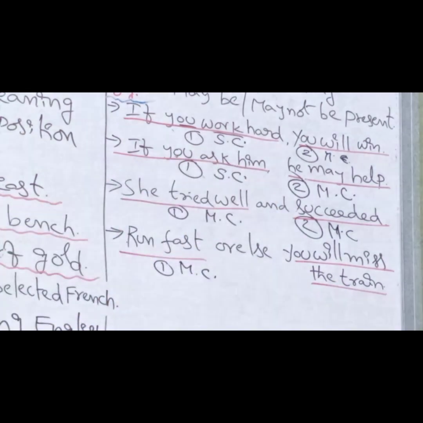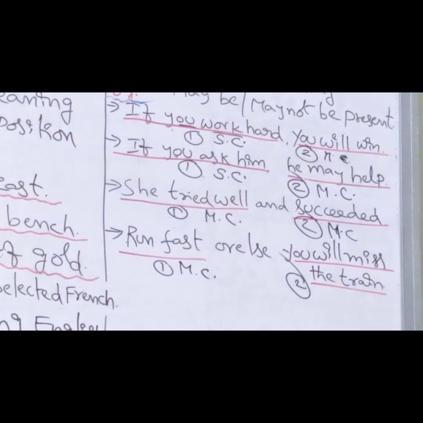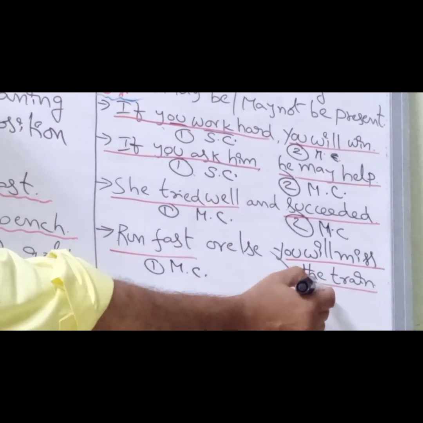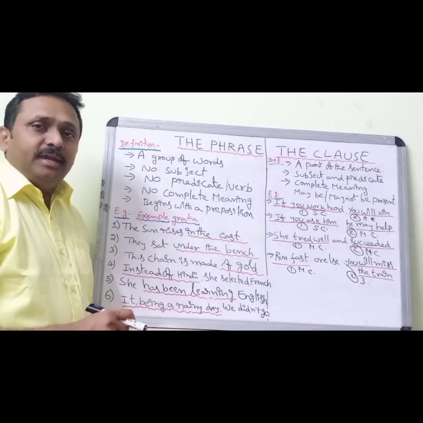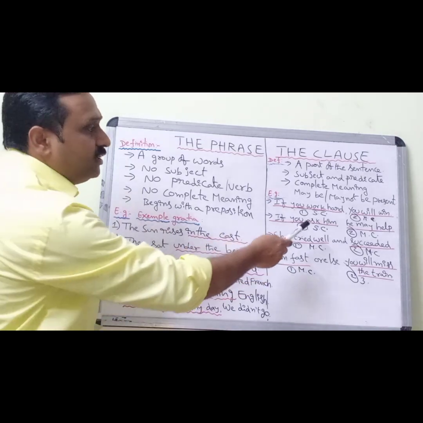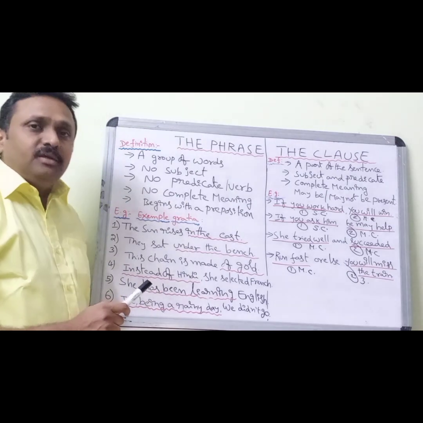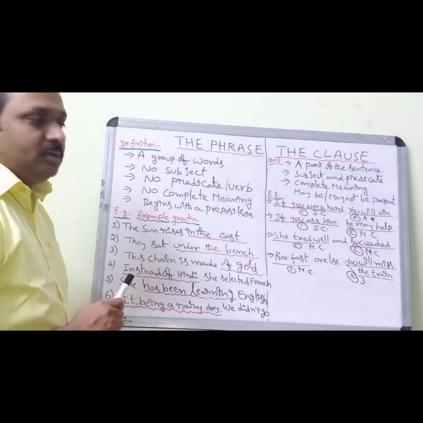Or else you will miss the train. In this part 2, you will miss the train. Here also subject, verb and complete meaning, all the three factors are present. So it can be a main clause. So these are the examples of clauses, and clauses are also of different types. As you can see here, subordinate clauses, main clauses, noun clauses, and adjectival clauses. These are the four types of clauses.